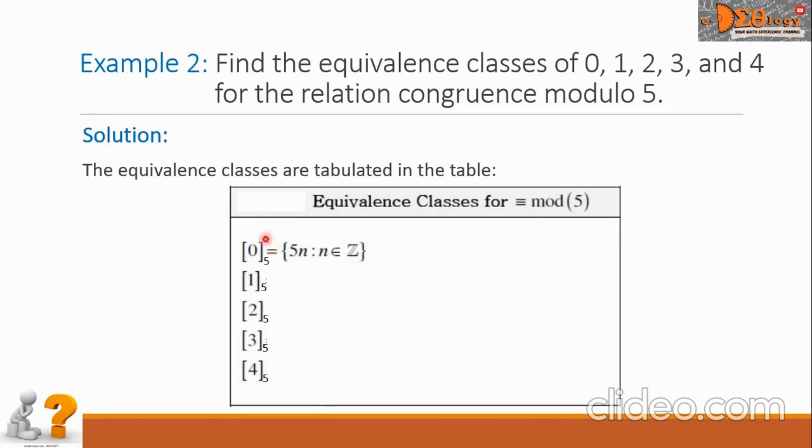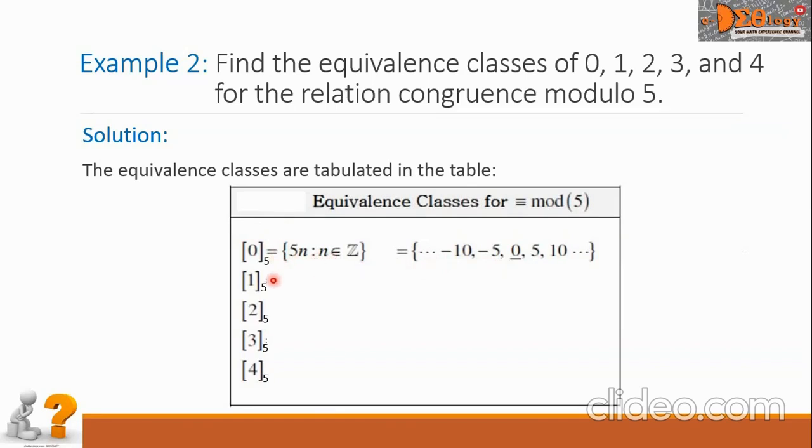So the elements of this equivalence class are, starting with 0, going to the right: 0 plus 5 is 5, 5 plus 5 is 10, and so on. On the left side, 0 minus 5 is negative 5. Negative 5 minus 5 is negative 10, and so on.